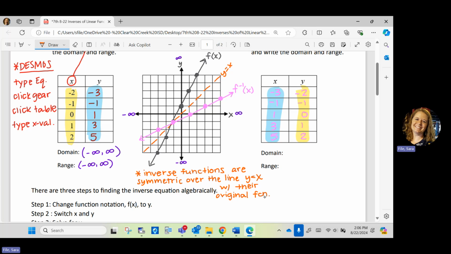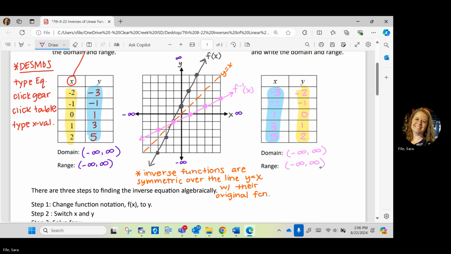What's the domain and range of this pink line? Yeah, it's the same. I told you when we wrote the domain and range over here for the original function, I said all linear functions will have that same domain and range. So the function is linear, so the inverse is linear, and so the domain and range of both is all real numbers.